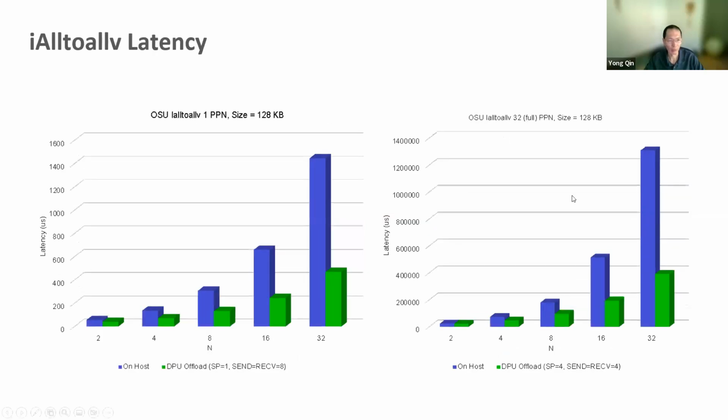So this is a non-blocking version of the latency, shown for the same message size of 128 kilobytes. And this is even better when we're talking about the non-blocking semantic. So the performance improvement is pretty dramatic here. And next slide, please.